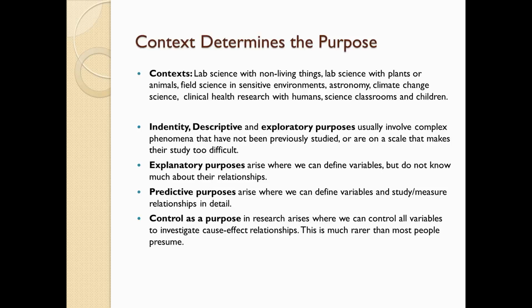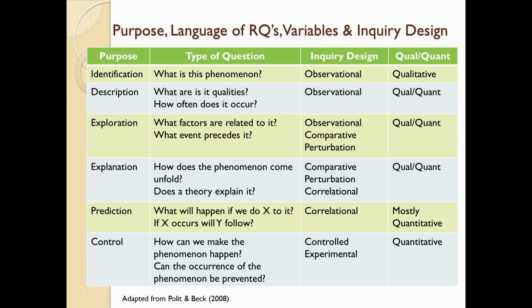The next one is predictive purposes, and these arise where we can define variables and we can study and measure them and measure their relationships in some detail. But quite often we can't control those variables. So in predictive purposes, we're looking at understanding those relationships better, but we have better ways of measuring things, which makes it a more rigorous form of research in relation to the quantitative nature of it. And then the final one there is control as a purpose, which is where we can actually control all the variables and actually determine a cause-effect relationship.